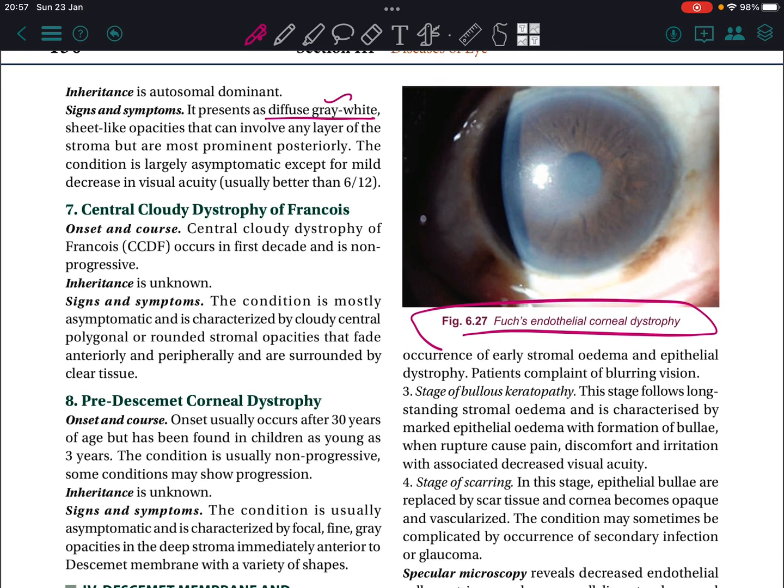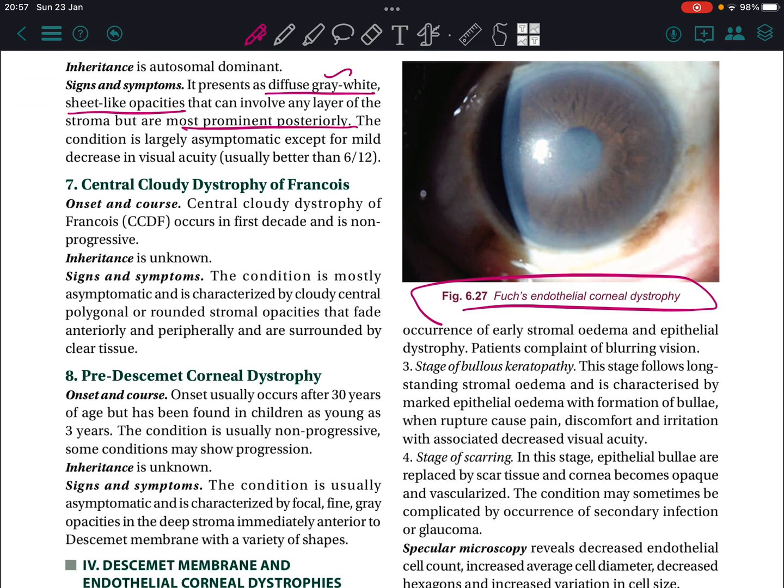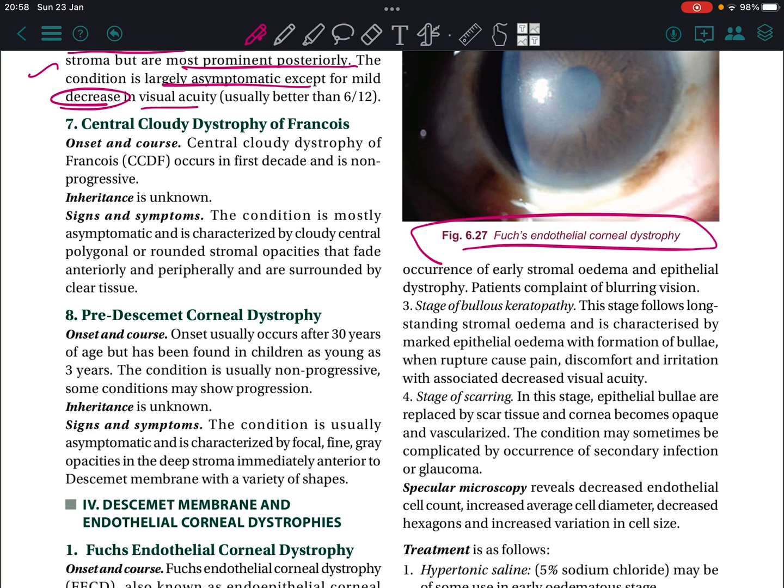Symptoms: it presents a diffuse grayish white sheet-like opacity that can involve any layer of stroma but is most prominent posteriorly. The condition is largely asymptomatic except for a mild decrease in visual acuity. Central cloudy dystrophy of Francois occurs in the first decade and is non-progressive.